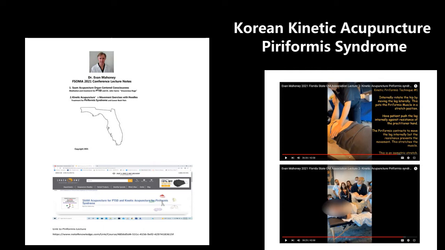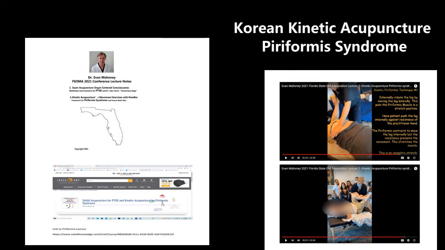Now, during that presentation, we did do a demonstration where I did an acupuncture treatment for a gentleman that had piriformis syndrome symptoms. So you can see the video demonstration in that video. I'm not going to be doing an elaborate video demonstration on this video, but there will be a short video on this one showing the basic run through of treating piriformis syndrome with Korean kinetic acupuncture.